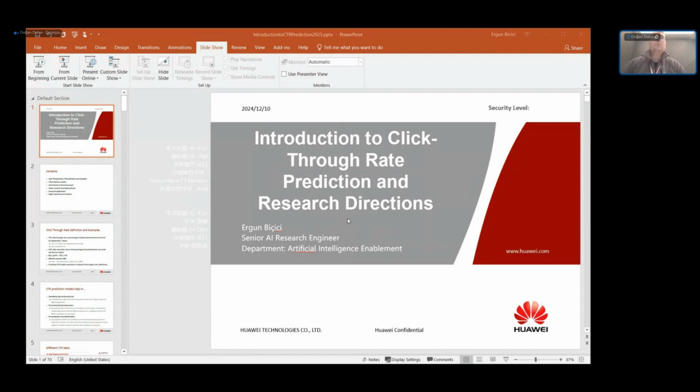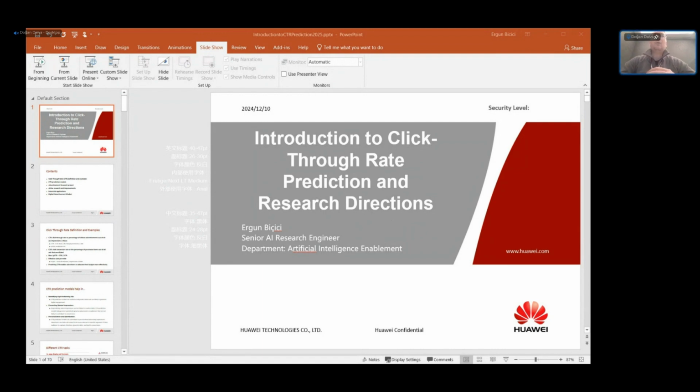So the contents are as follows. I'll first mention the definition of the click-through rate and provide examples. I'll talk about some CTR prediction models and what we are conducting as research in this domain as an advertisement research project at Huawei. And I will talk about some active research topics and improvements we achieved with these new topics and models. I will mention some industrial applications, and then I will talk about the current status of the digital advertisement market.